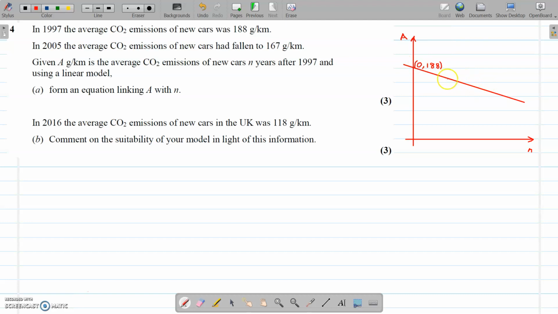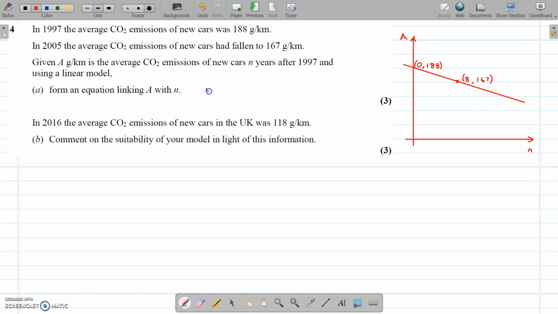And we know that if we go along 8 years time in 2005, okay, so this is 8 years time, that point is 8,167, okay, based on the information given in the question. So our linear model is just continuing in that straight line, predicting what might happen in the future. Now, we've got to find an equation.